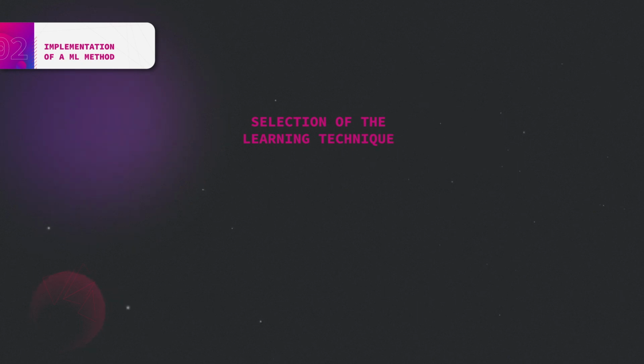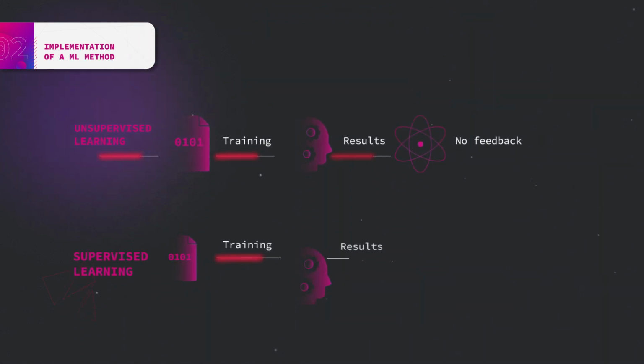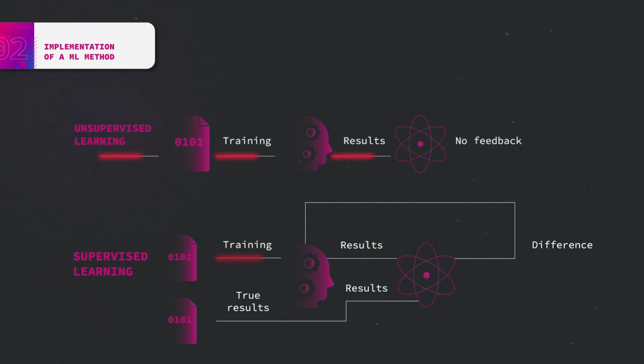Selection of the learning technique. Each machine learning algorithm consists of two phases: the learning or training phase and the validation phase. While the validation phase is very similar regardless of the algorithm, there are three qualitatively different kinds of learning, which are unsupervised learning, reinforcement learning, and supervised learning. In case of unsupervised learning, only the input data is given but no feedback on the results. It is the biologically most plausible method, but not suitable for all problems.